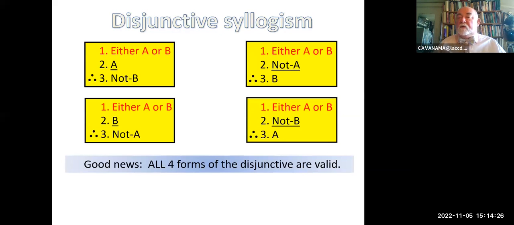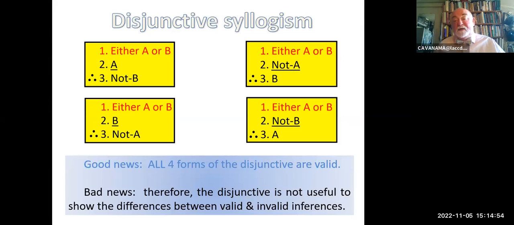Good news. We got only four types of disjunctive syllogism. And guess what? Even better news, in a sense, all four forms are valid. As long as you understand what your exclusive disjunction means and you're paying attention, you can't go wrong. Whatever you do, whether you assert A or deny A, say not A, whether you assert B or you deny B, say not B, then whatever conclusion you draw appropriately is going to be a validly drawn conclusion.